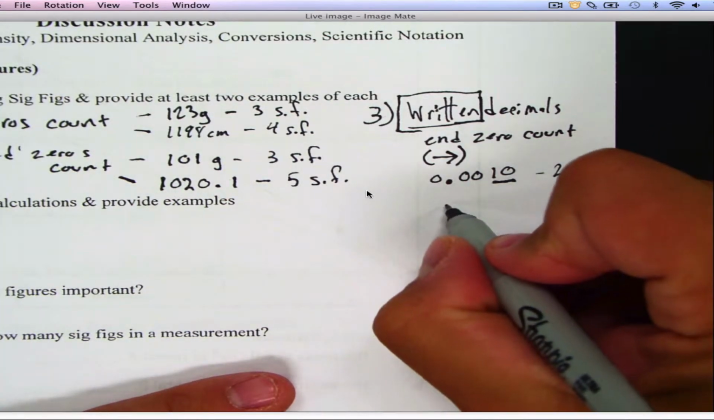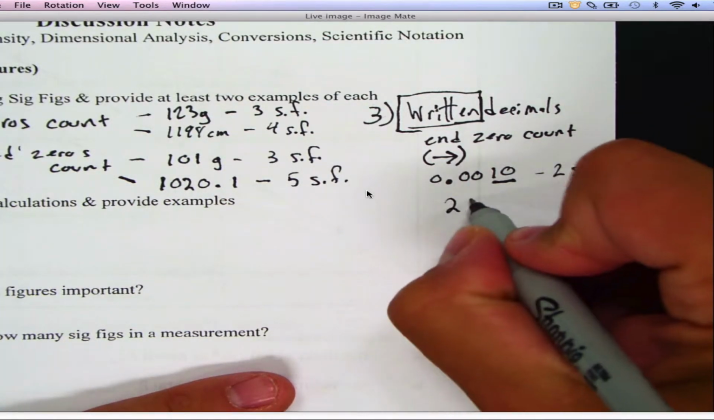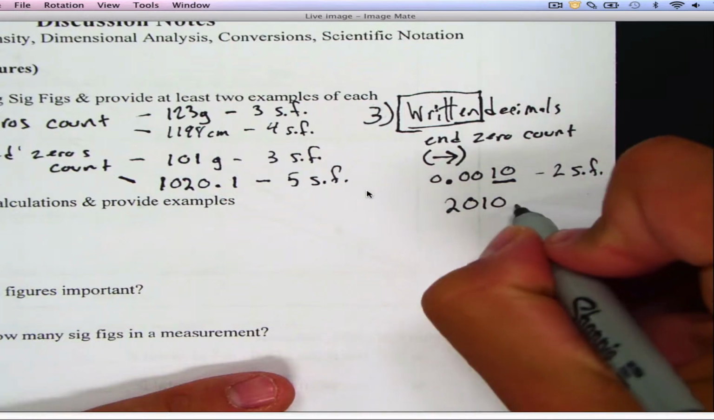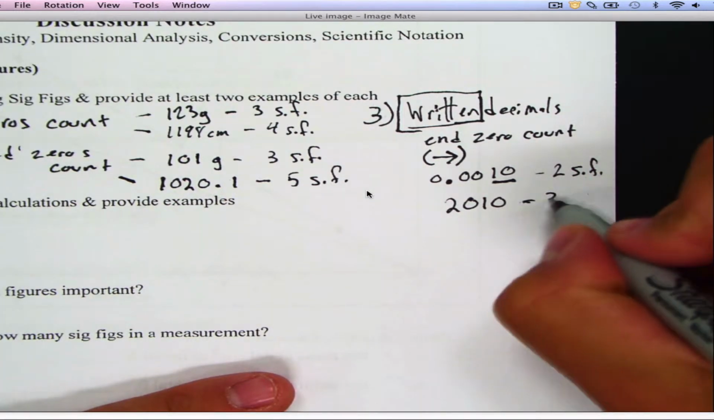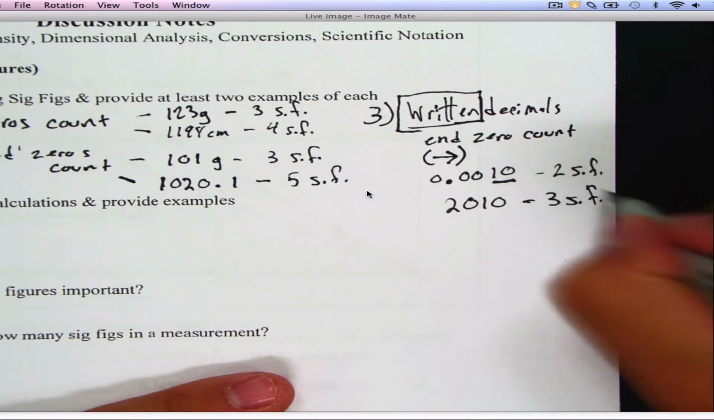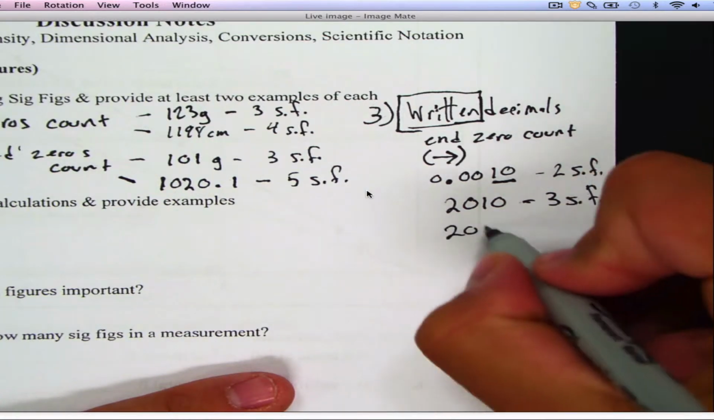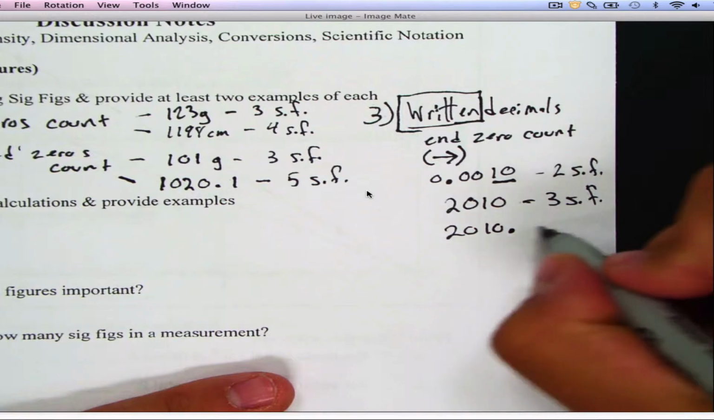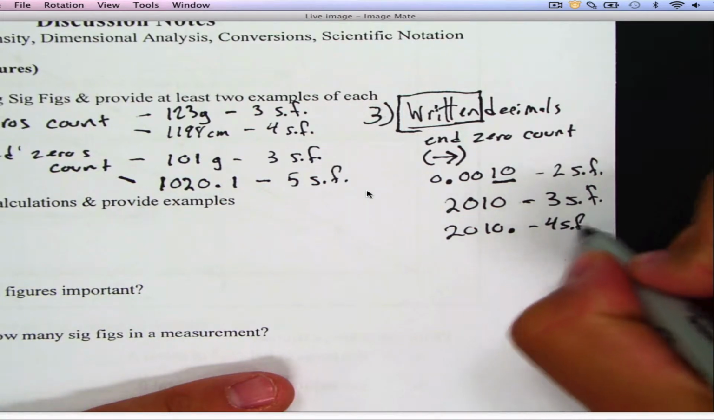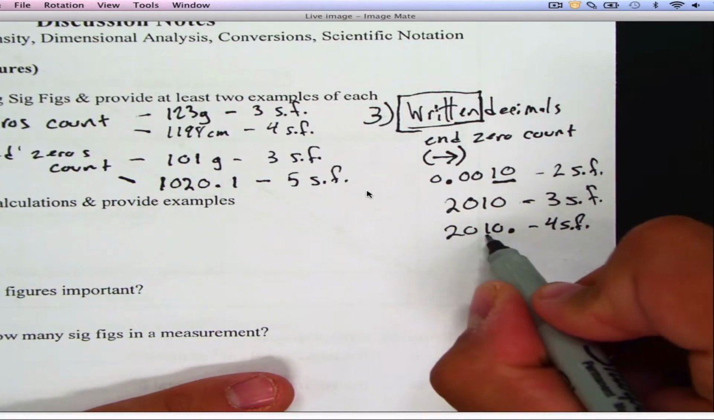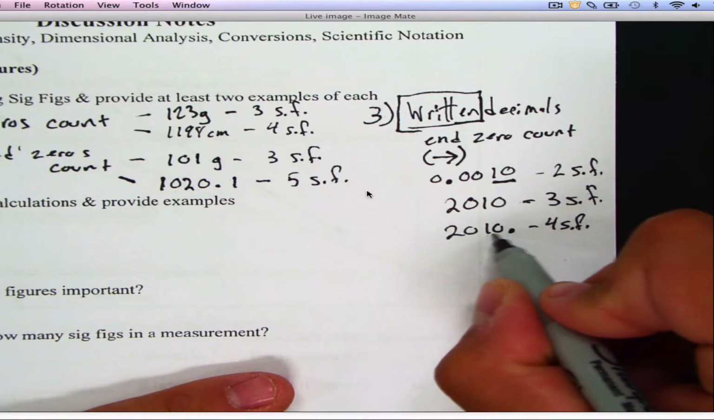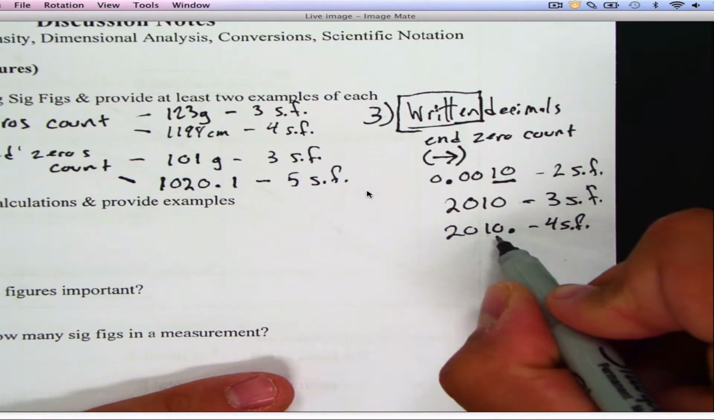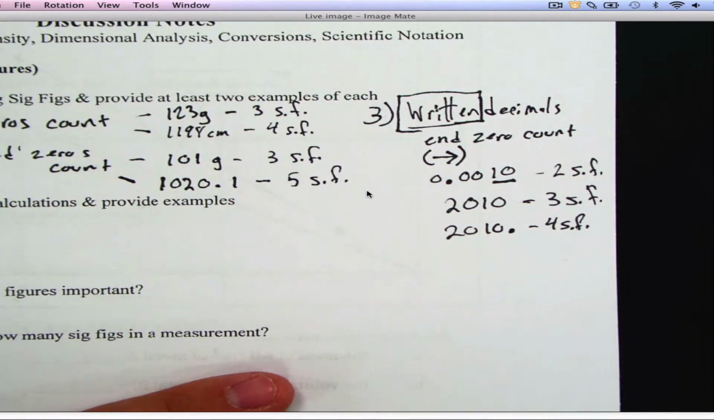All right, and then if we even went further with that and say it was a big number, say 2010, this would just be 3 significant figures. Whereas if I wrote 2010 with a written decimal, now we have 4 significant figures because we have a 2, a 1, a sandwiched 0, and a written decimal, and here's my end 0, so the end 0 counts, so all 4 matter. All right, so there's your examples. Hopefully you can apply them.